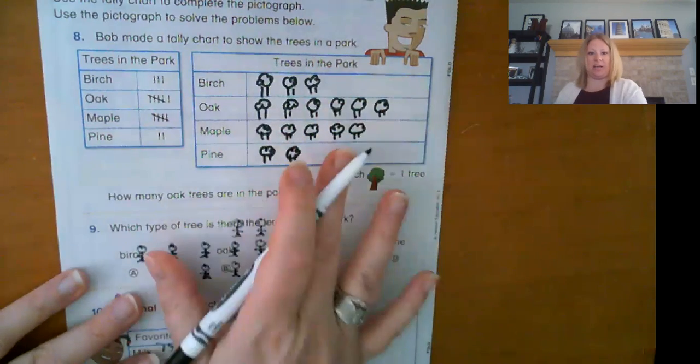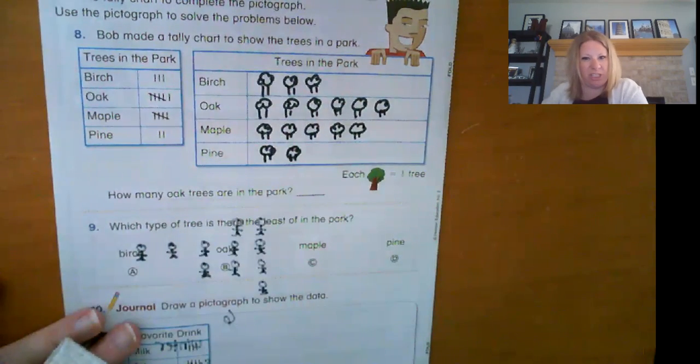There, that one is a lot nicer. My trees almost look like sheep. Oh well, they're pretty cute. They look like sheep. I like it.